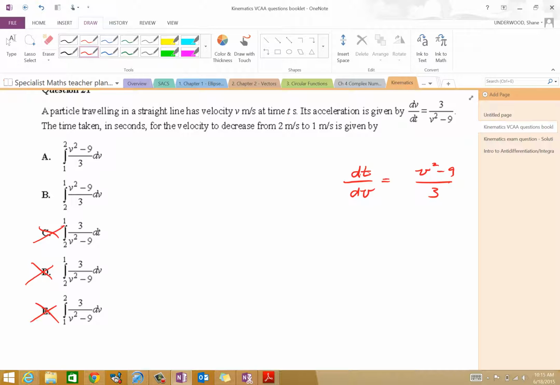Now, the thing is, it says here, the time taken in seconds for the velocity to decrease from 2 to 1. Well, that means this is starting at 2, going to 1. Start, finish. So the answer is? B. Well done.